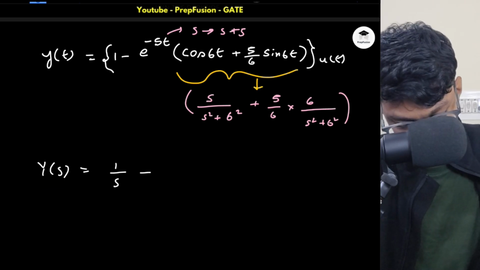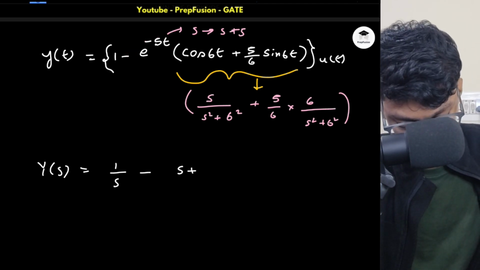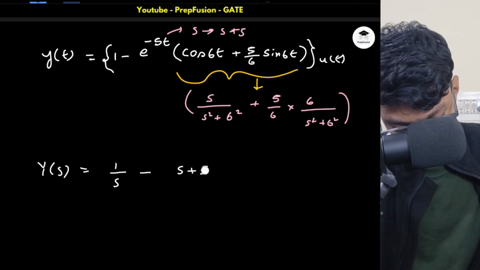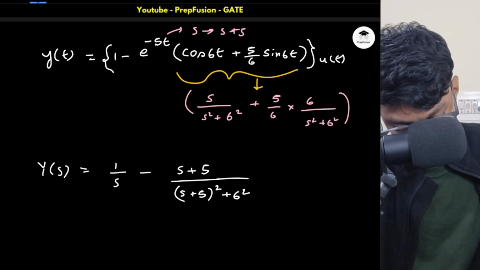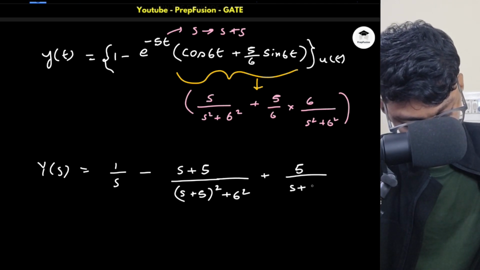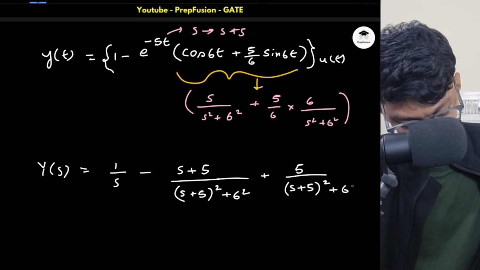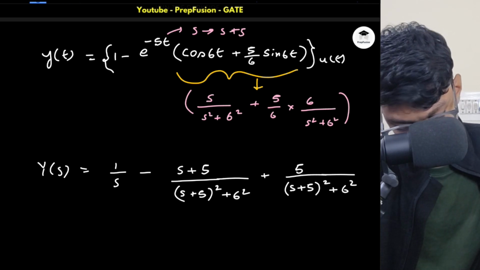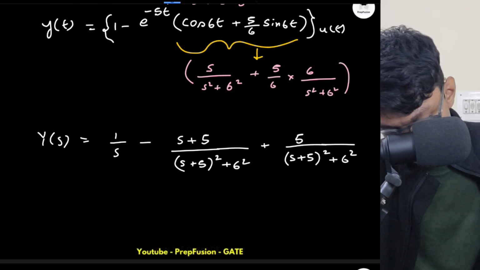The Laplace transform of this is this, but it is not exactly the Laplace transform if the exponential is multiplied. So I will change my s to s plus 5. It becomes s plus 5 divided by (s plus 5) whole square plus 6 square, plus 5 divided by (s plus 5) whole square plus 6 square. Now my transfer function will be just s multiplied by this y of s.